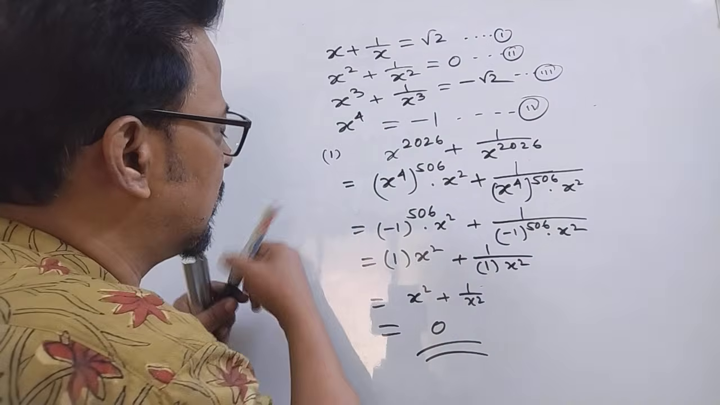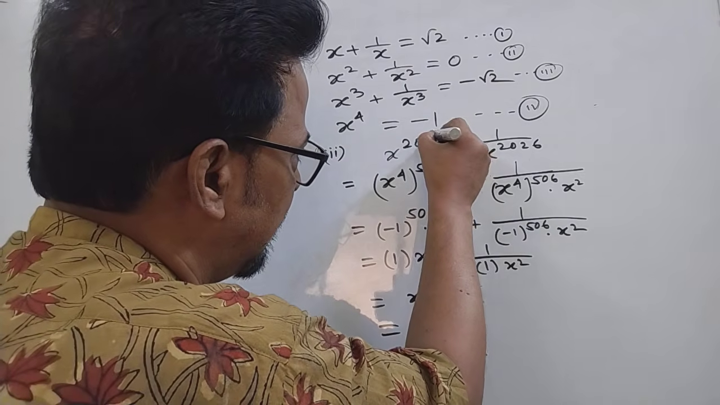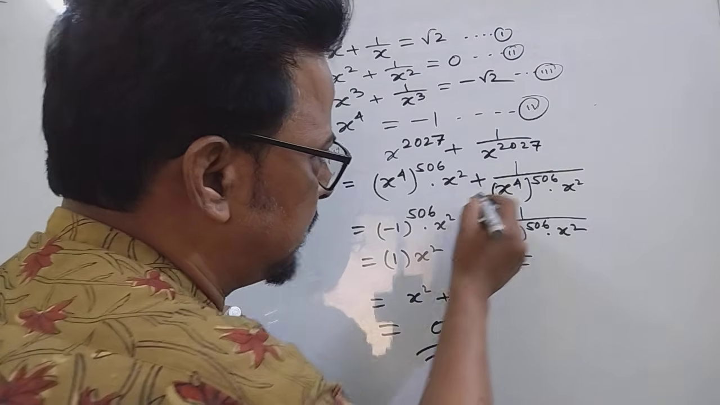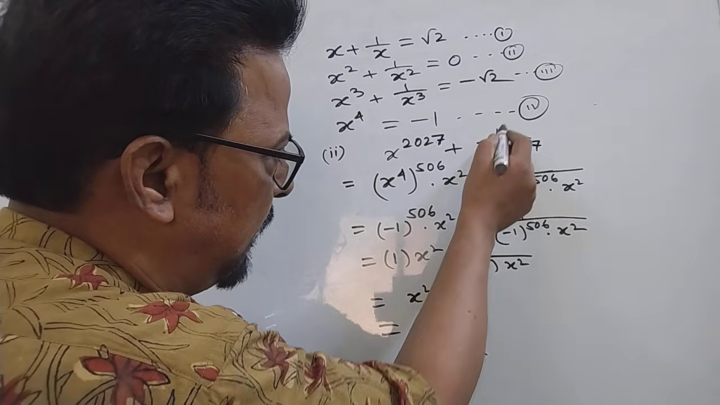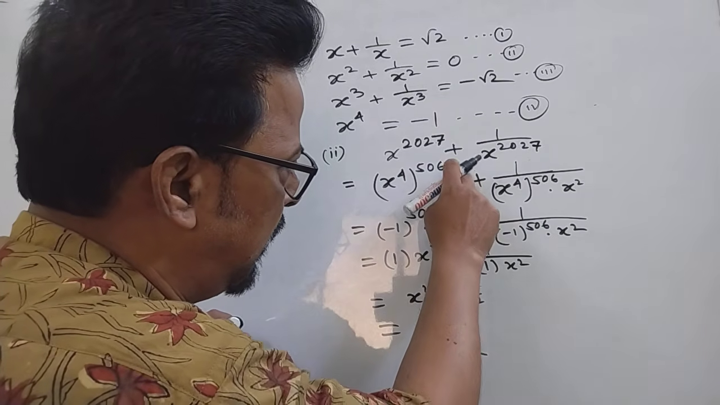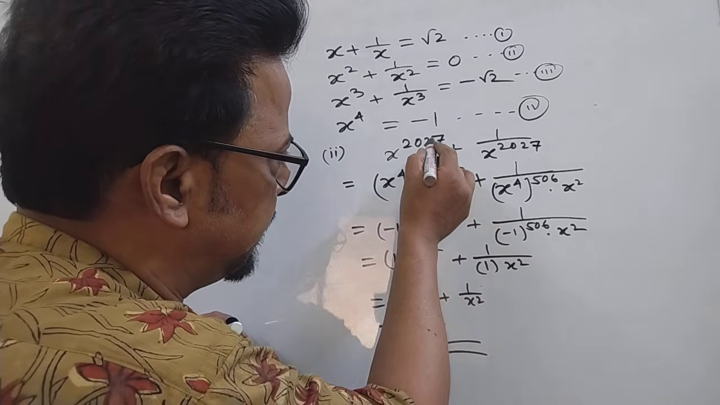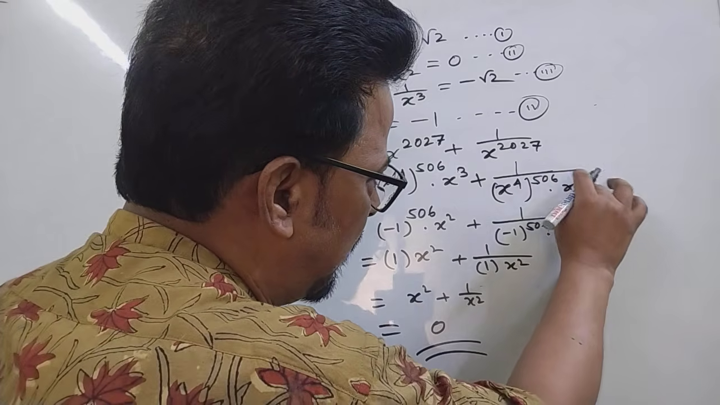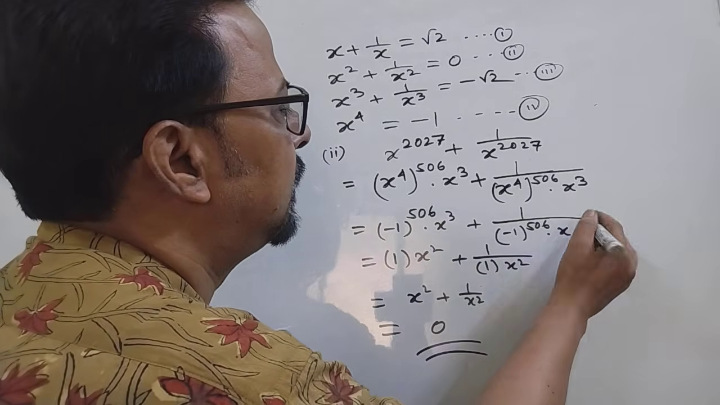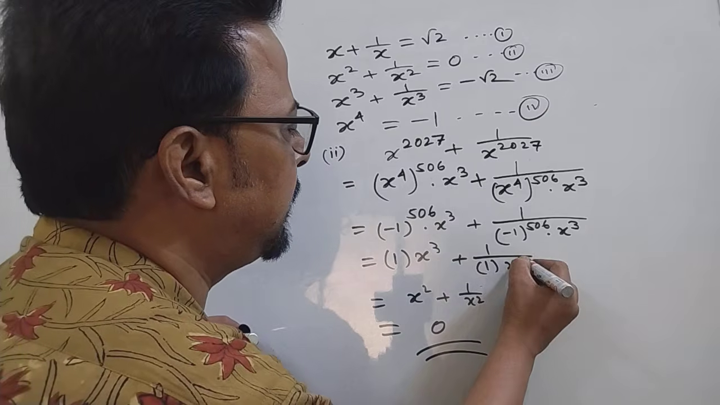Now, the second question was 2027. Now this is 2027: x^2027 plus 1 by x^2027. So this is x^2024 times x^3, that is 2027. Now x^2024 will be 1, simple, very simple. This will be 1, this will be 1, and this will be 1.